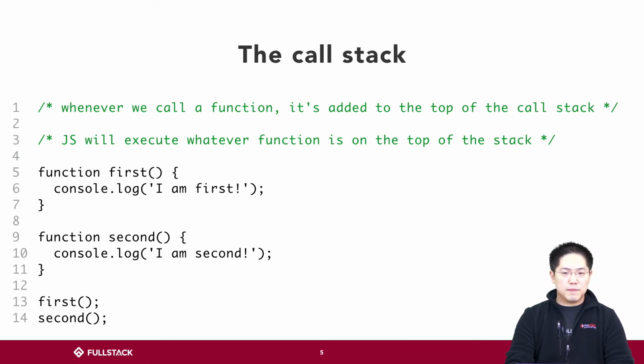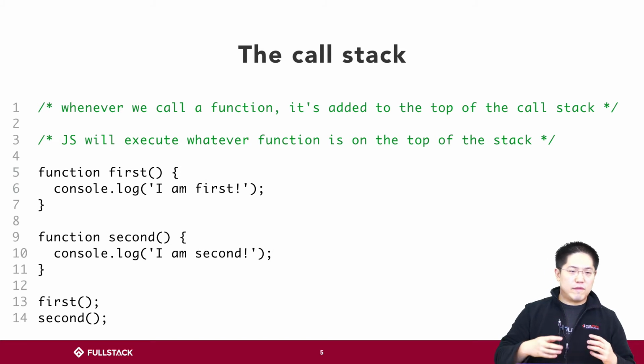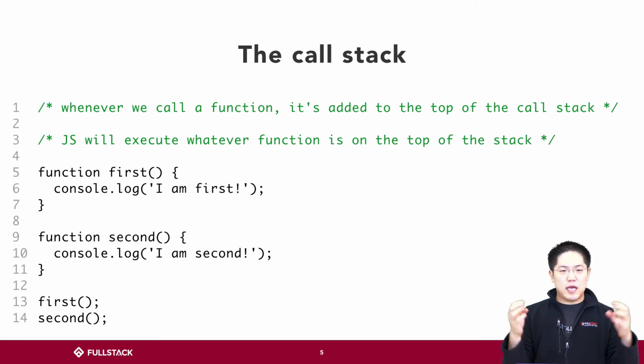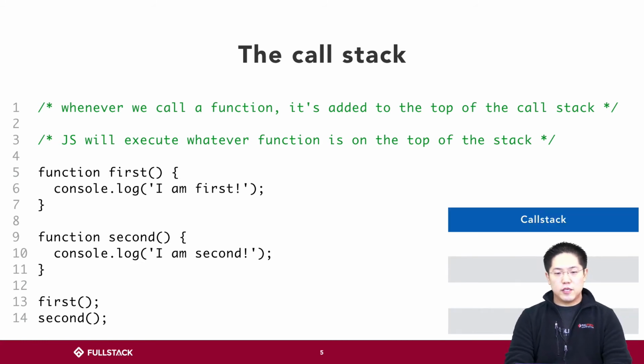So what we expect is that when first is called, on line 13, JavaScript creates the things that first needs to run, right? So it creates first. First doesn't have any variables or parameters, so it just pretty much creates an empty scope, and it puts it on top of the call stack.